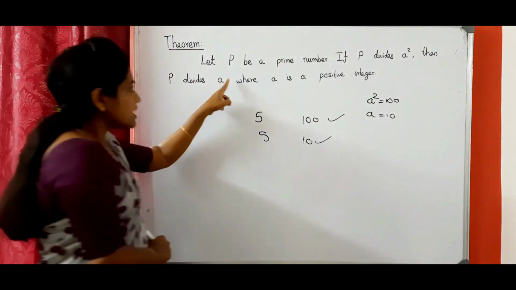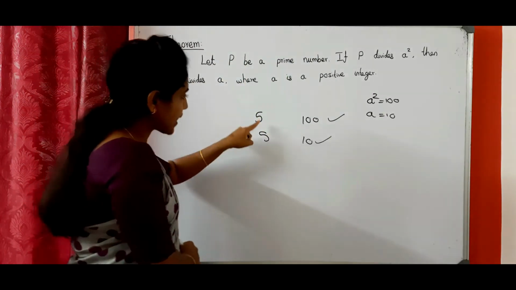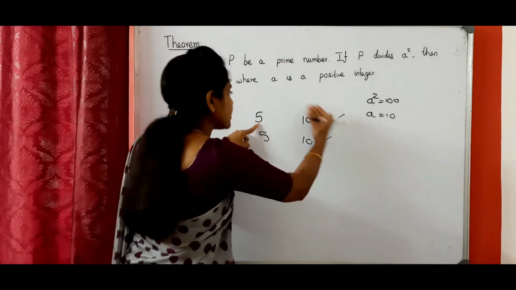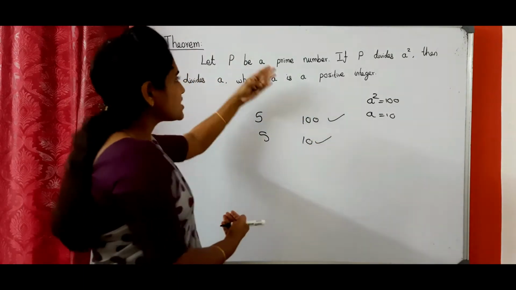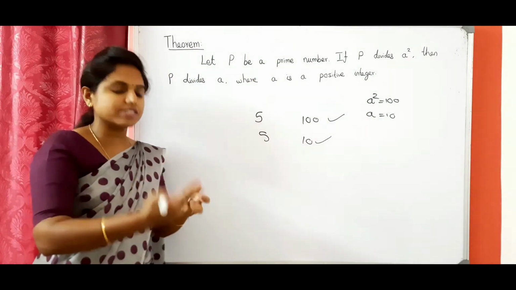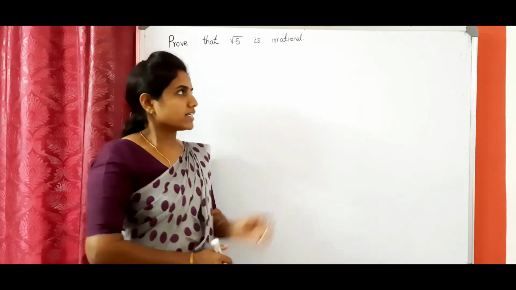It is correct. 5 divides 100 and 5 divides 10 also. So, P is a prime number means any prime number if you take, the prime number divides A square means the same prime number divides A value also. So using this theorem, how we can solve the problem? Now I am going to explain. Okay, let's see the problem.